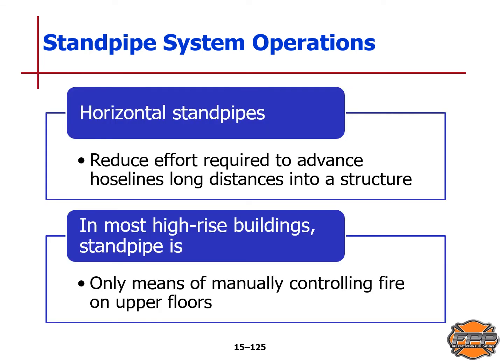Horizontal standpipes reduce effort required to advance hose lines long distances into a structure. In most high-rise buildings, the standpipe is the only means of manually controlling the fire on upper floors.